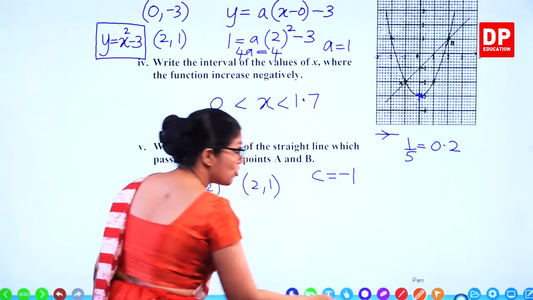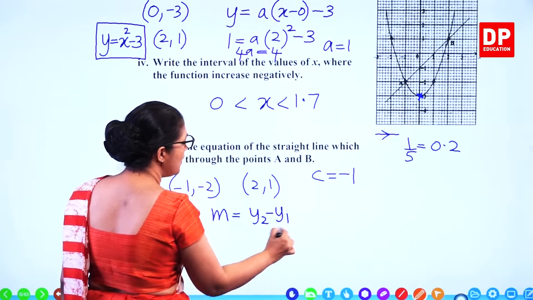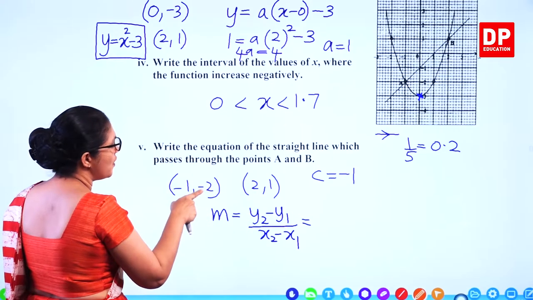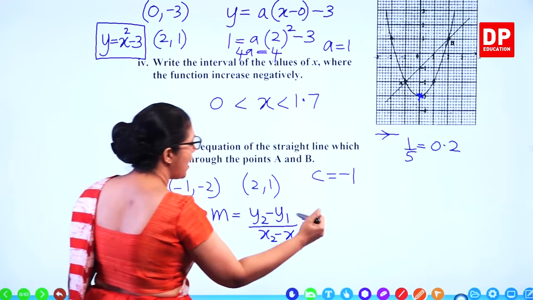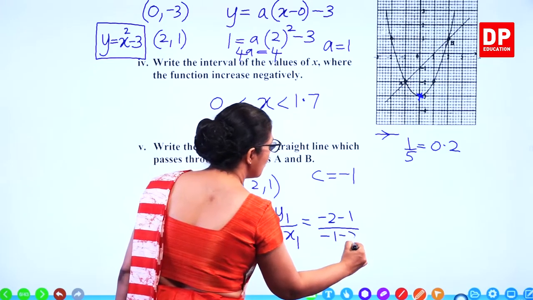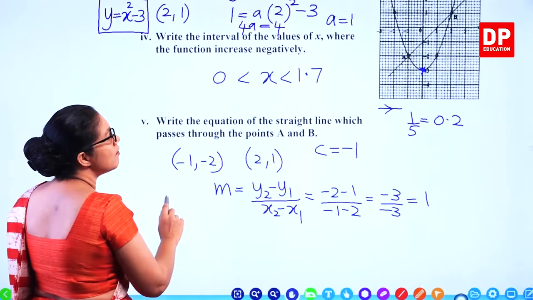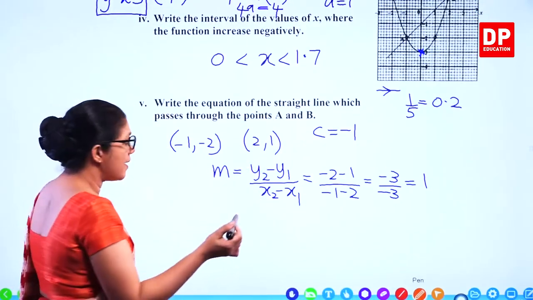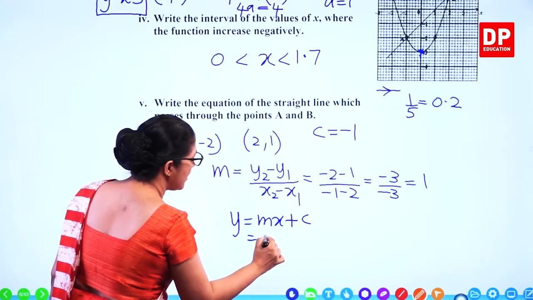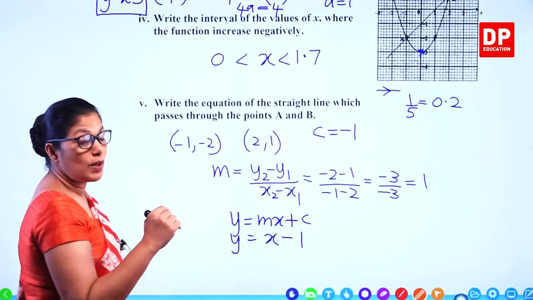Can you remember the equation to find the gradient? Gradient m is equal to the difference between y coordinates over the difference between x coordinates. We can take any point first and then subtract. We'll take this one, minus 2, minus 1. Then you have to take the same thing first: minus 1, minus 2. So you get minus 3 over minus 3. That's 1. So the gradient is 1. The y-intercept is minus 1. So what's the equation of the straight line? That's y equals mx plus c form. Substitute m, that's 1, that's x then. You don't need to write 1x. And the y-intercept is minus 1. So y equals x minus 1.